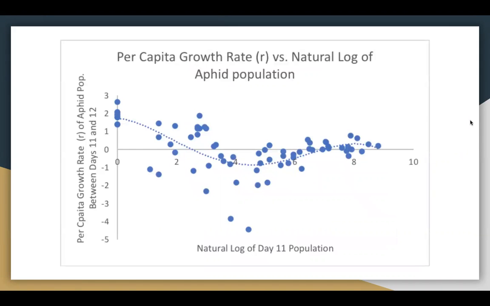For our last graph, this graph shows us the R value, specifically between days 11 and 12 on the plants, and that's on the y-axis, compared to the natural log of the aphid population on day 11. The points where the trend line crosses the x-axis are points of equilibrium, with attractors at around 2.5 and 8.8 for the aphid population, and a repeller at around 6.9 for the aphid population. The two attractors are separated by a repeller, which proves that there's biostability in the ecosystem.